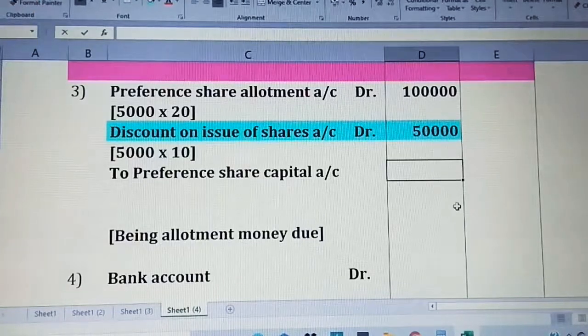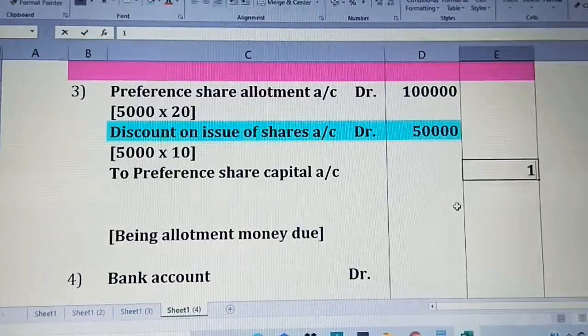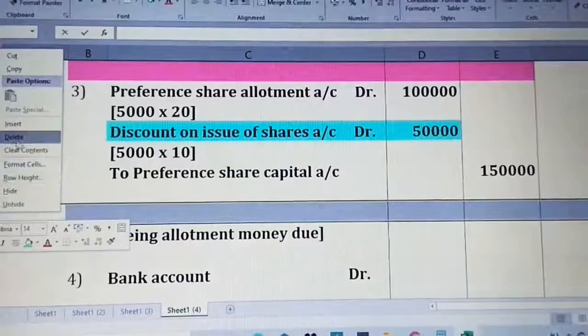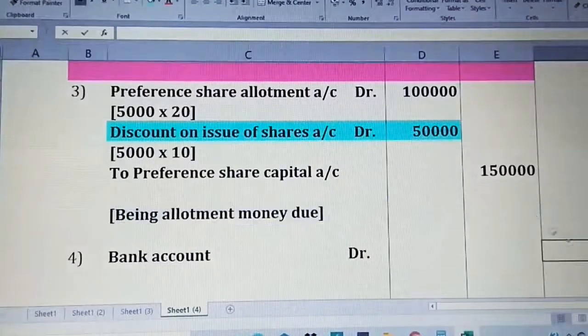The total is 1,50,000. So we have completed this. Being allotment money due, it is at a discount.